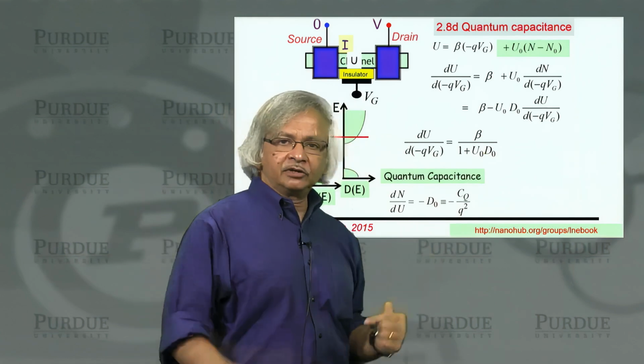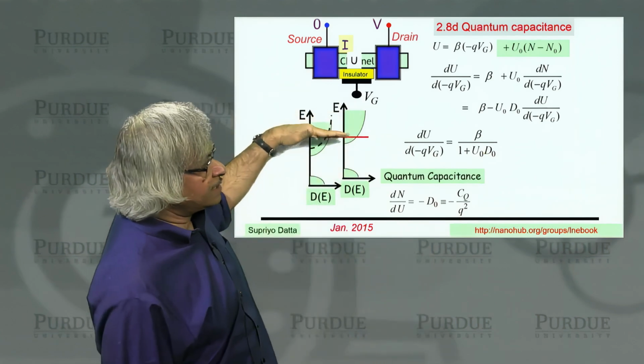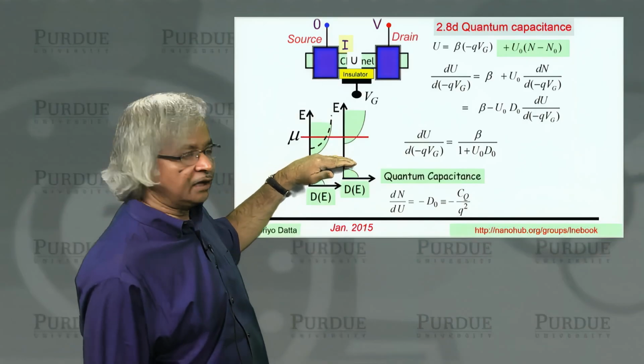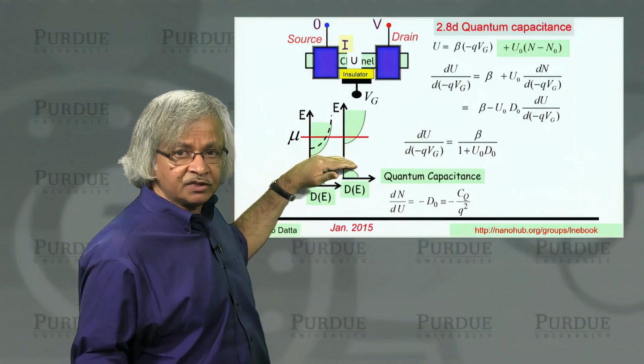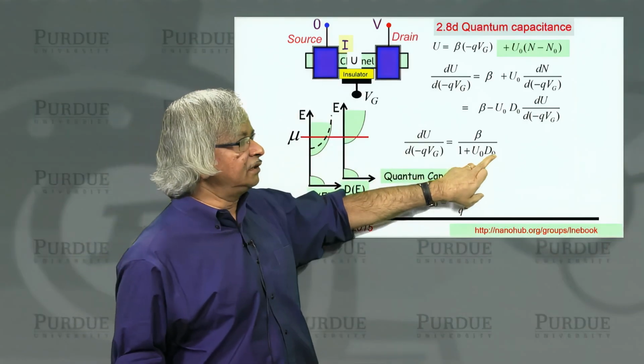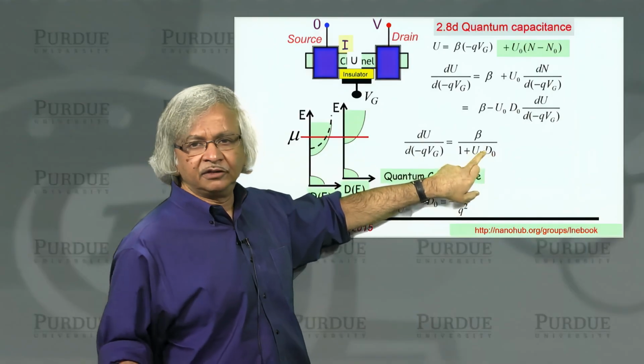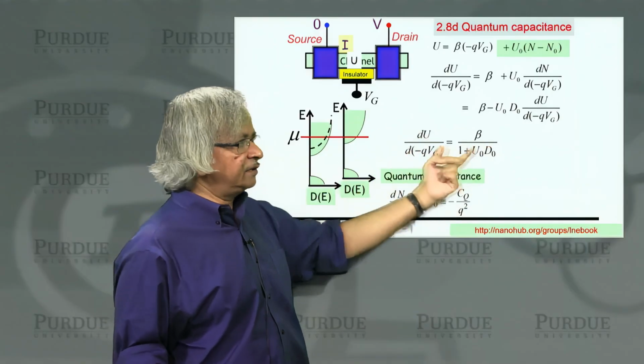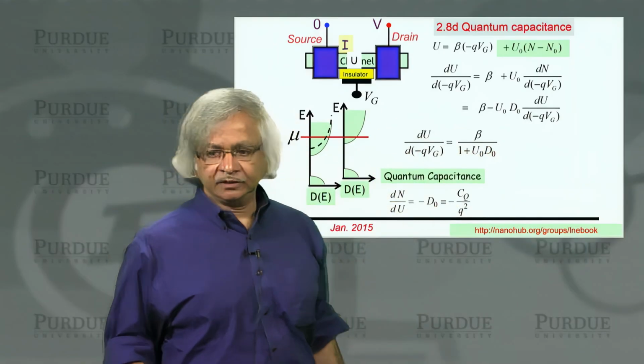Why didn't we worry about it in the last slide? Well, because the electrochemical potential was down here, where the density of states was rather small. Because it was small, you see, this was a small number, and you didn't need to worry. But in general, this term should be included.